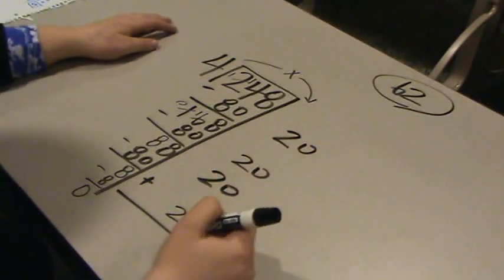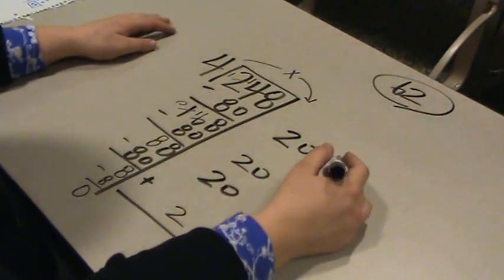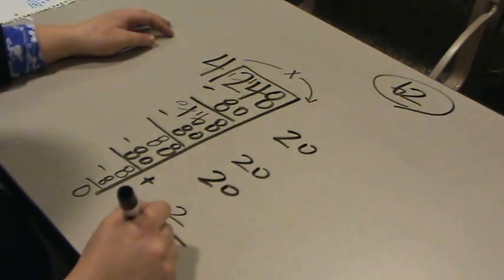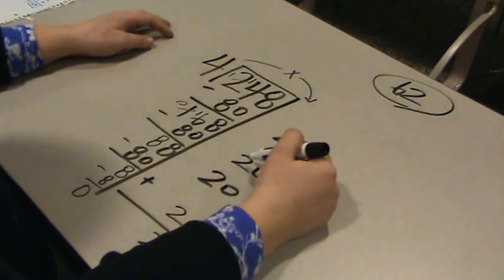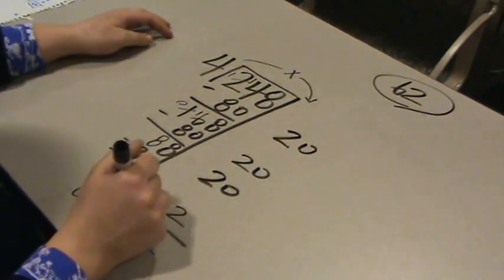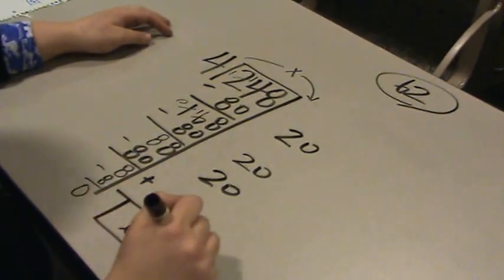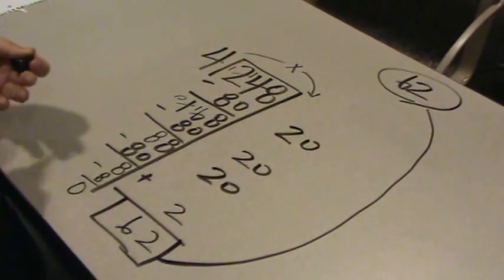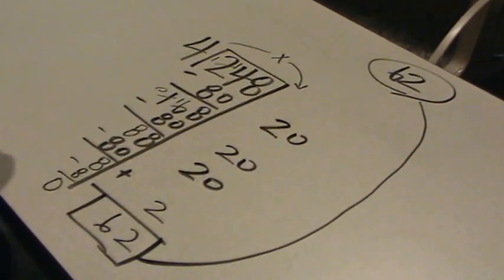We're going to add all these up to figure out our final answer. So I have 0 plus 0 plus 0 plus 2. That's going to be 2. 2 plus 2 is 4, plus another 2 is 6. We have 62. We have no remainder, so 62. And look at that, we've got a matching number. So we got the same answer using two different methods.